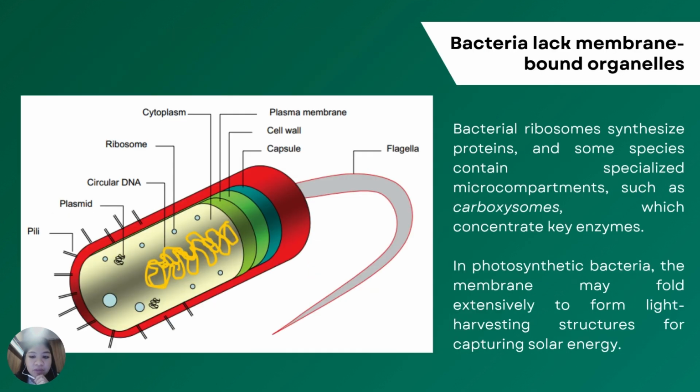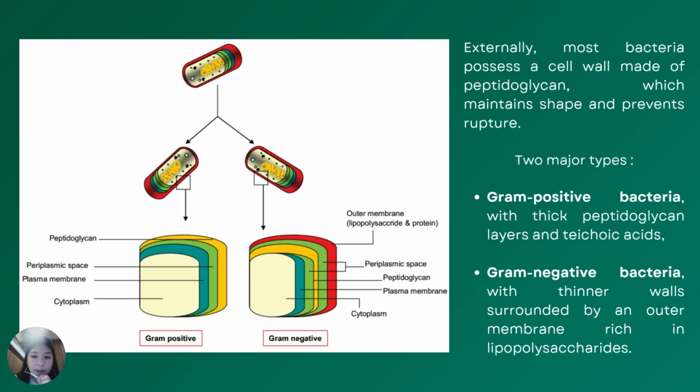Inside the cell, as shown in the figure, bacteria lack membrane-bound organelles. Instead, their plasma membrane encloses cytoplasm and controls molecular exchange. Bacterial ribosomes synthesize proteins, and some species contain specialized microcompartments, such as carboxysomes, which concentrate key enzymes. In photosynthetic bacteria, the membrane may fold extensively to form light-harvesting structures for capturing solar energy. Externally, most bacteria possess a cell wall made of peptidoglycan, which maintains shape and prevents rupture.